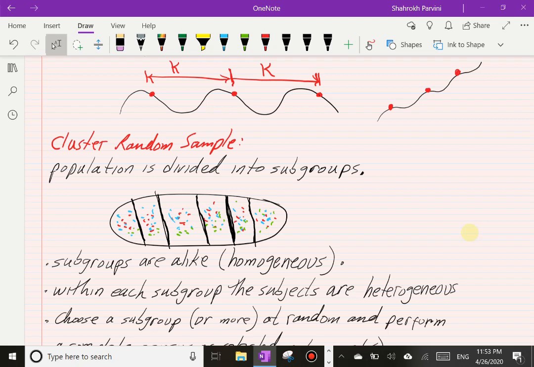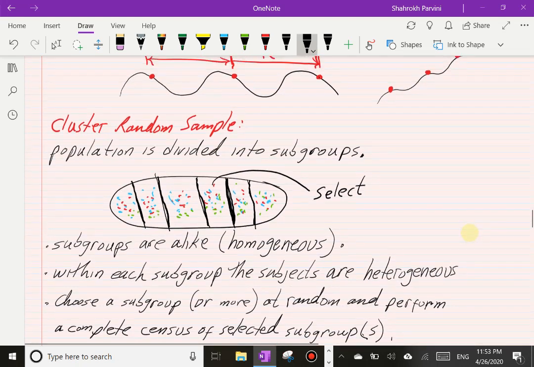This could be, I don't know, subgroup number 4, right? I'm just making this up. Let's say I'm going to choose this one. There you go. I'm going to select this one. Now, once you select a given subgroup, then you do a complete census inside of that subgroup. In other words, you're going to select everybody in that subgroup, because within the subgroup, notice you have different colors. So we want to make sure that we pick up everyone in that subgroup.